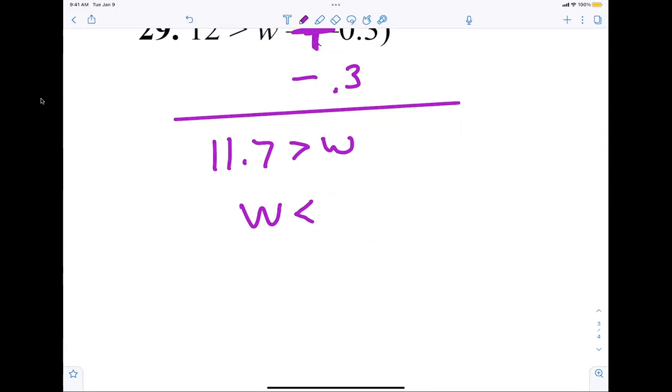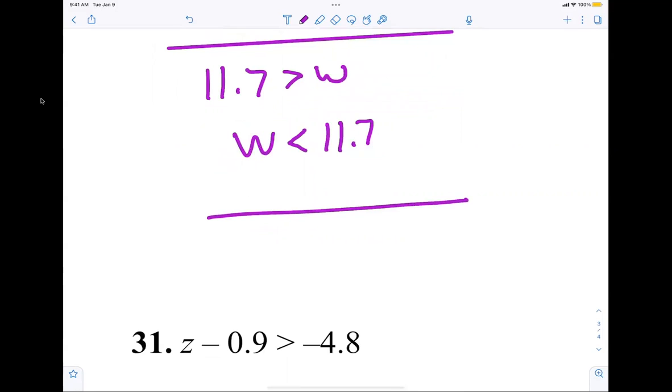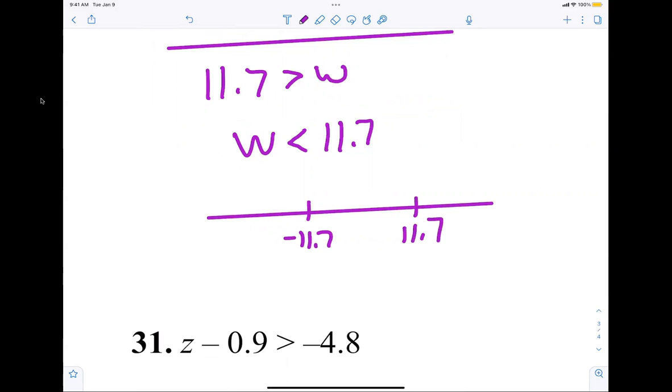Isn't that what I said first? No, I don't think so, but you probably did because I can't hear very well. You good? Is that okay with you right there? Yeah. All right. So now how do I graph that? Negative 11.7. And then a closed circle on the 11.7 going to the left.